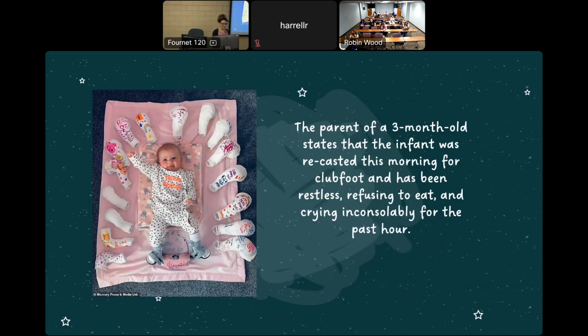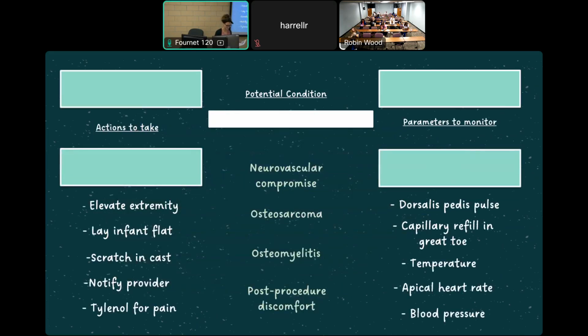Okay, so the parent of this precious little 3-month-old nugget calls the pediatrician's office or pediatric orthopedics office and says, we were recasted this morning, and ever since she's been restless, refusing to eat and crying inconsolably. Her casts and her little Dennis Brown bar are cute. Oh my goodness. So, what do we think's going on?